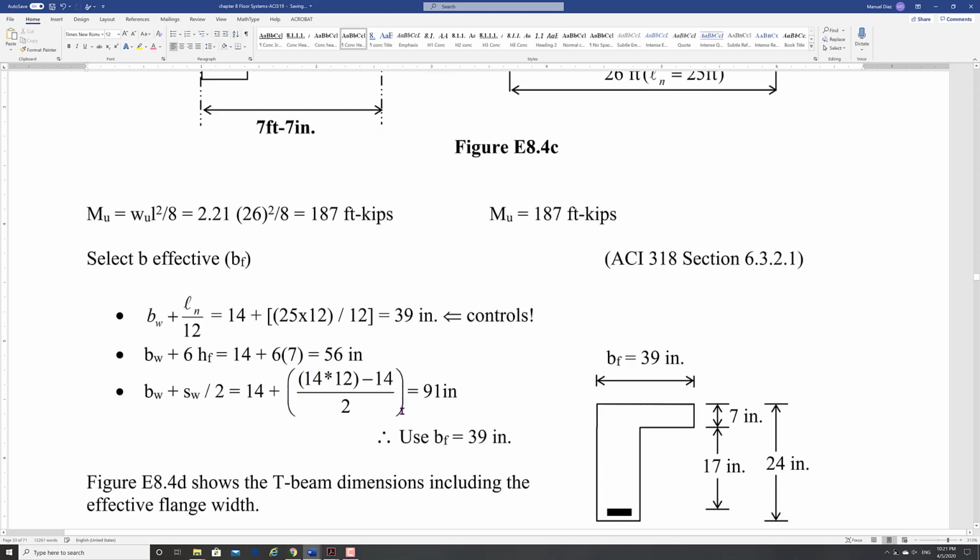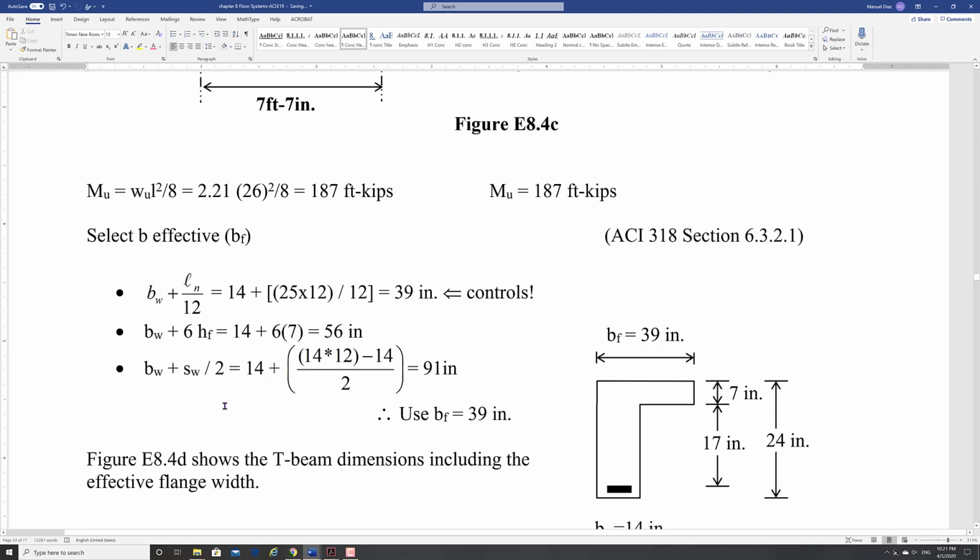You're going to find your B sub F. You have, again, 3 equations. One is with ln over 12. The other one is with 6HF, 6 times the thickness of the slab, and then half of your tributary width. And in this case, the tributary width was 14 feet, right? And so this is center to center, so that's why we're subtracting the 14 in there.